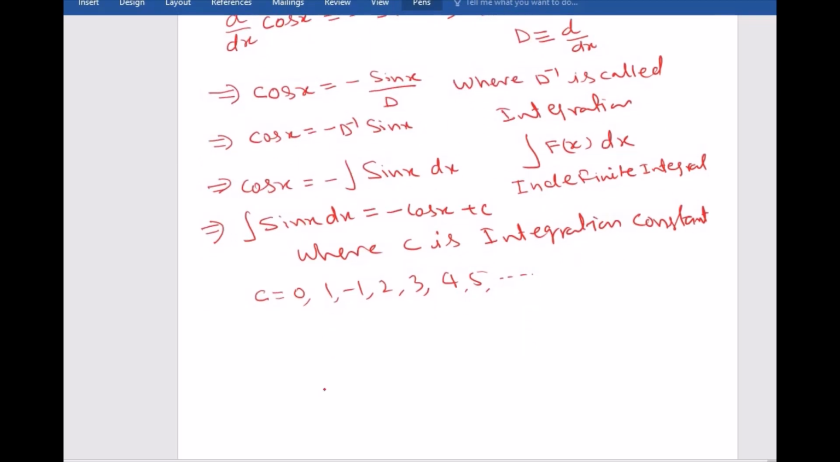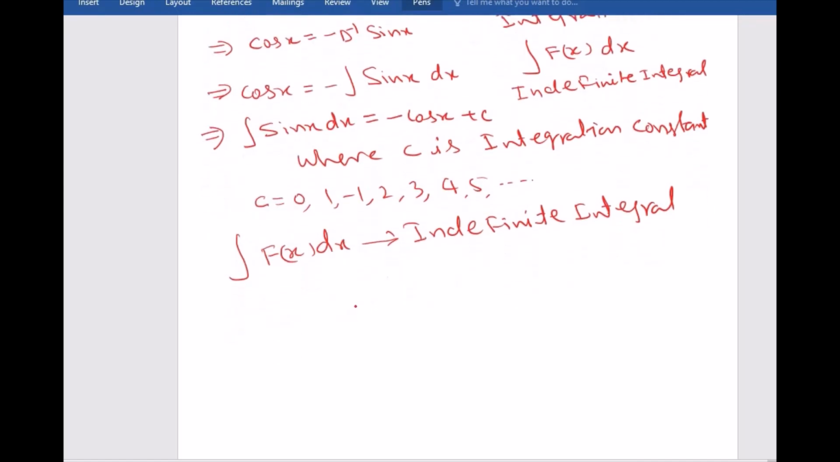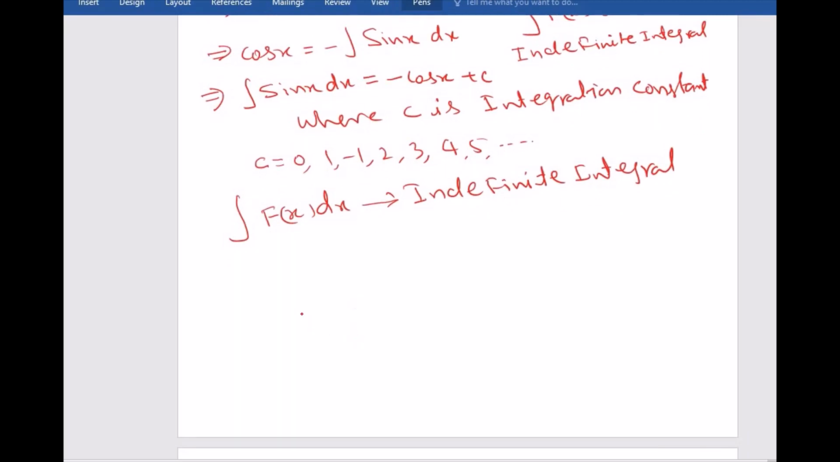I am repeating again: if the integration is written like that, it means you need to find the integration of f(x) with respect to x. So this is called an indefinite integral. On the basis of the reverse process of the derivative, I can write many rules by using this.